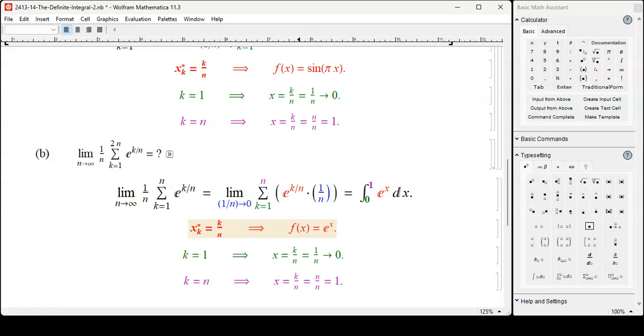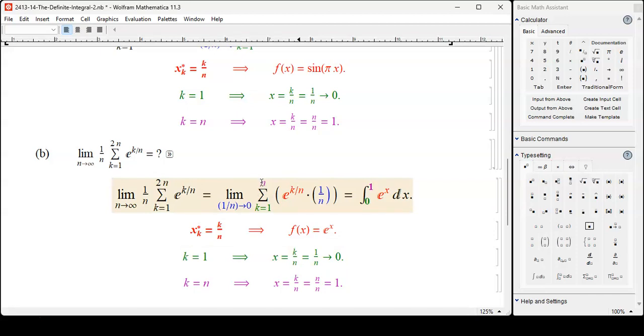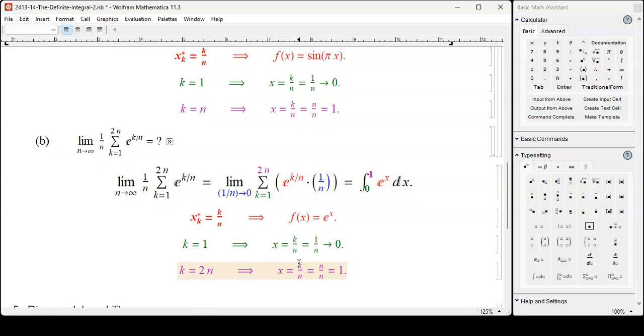How about the starting and ending point of the interval? K begins from 1, so k over n is 1 over n. That's going to 0, no problem. But in this case, this goes to 2n instead. So when k is 2n, we have k over n is 2n over n, and that is 2, not 1. So this integral runs to 2. Calculating this integral, that's a piece of cake. Just apply the fundamental theorem and get it done.